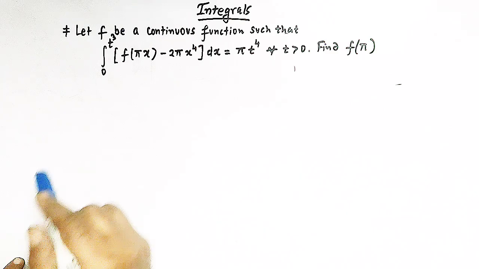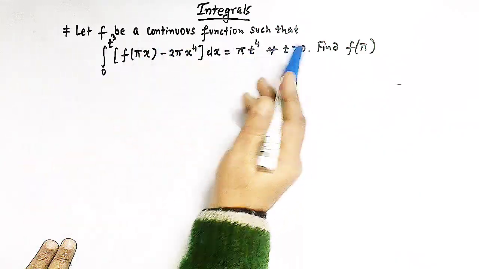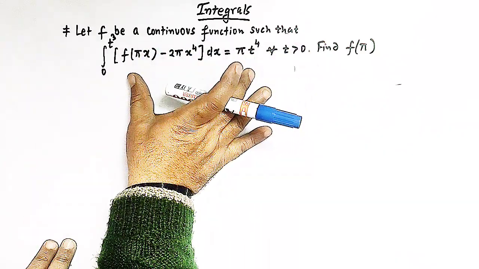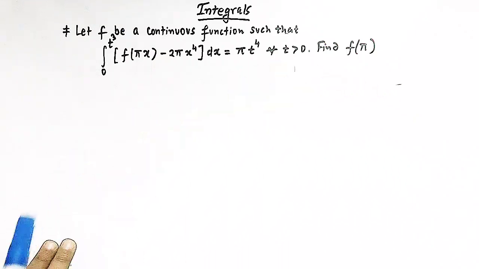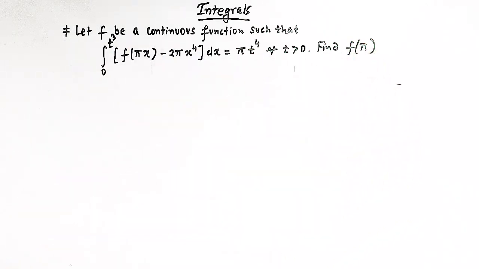So here we are given a function f which is given to be a continuous function such that we have this equation for all values of t greater than 0, and we have to find the value of the function f at this point, that is pi, right? So here we'll make use of the concept of Leibniz integral rule, which is related to differentiating an integral, right?